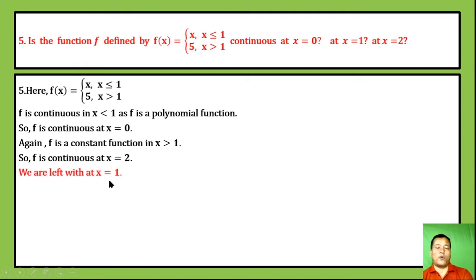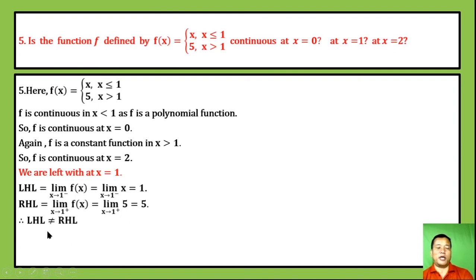At x equal to 1 we test continuity. Left hand limit at 1 is 1, right hand limit at 1 is 5. Since the values are not equal, the limit does not exist. Hence f is not continuous at x equal to 1.